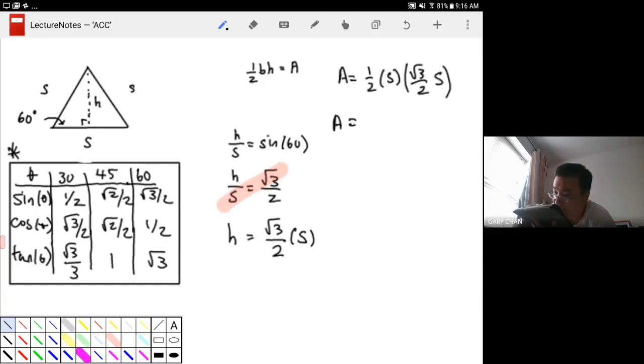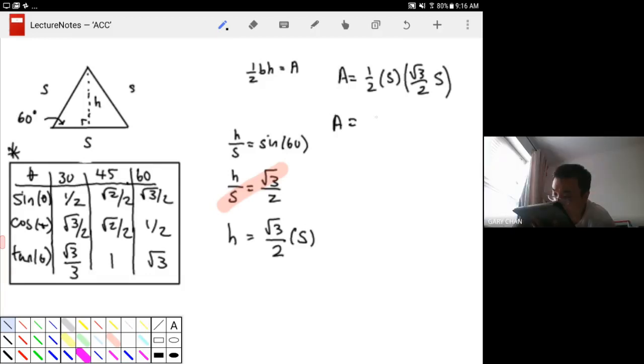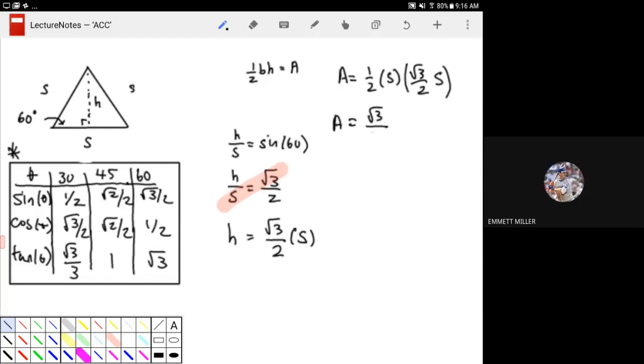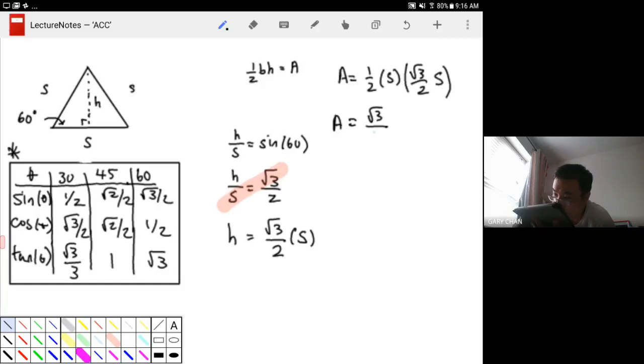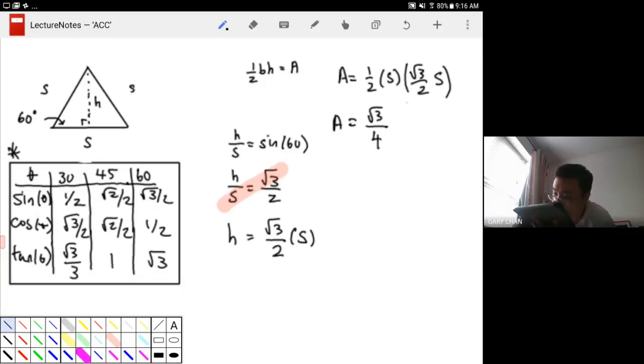Are there any things that we can combine together? The two S's, the 2 and 2, right? And the S and S. So what will that do? Radical 3 over 2S squared. No, 2 and 2 makes how much? 4. Oh, right. And then S times S makes S squared. That's right. So this is the area of an equilateral triangle right here.